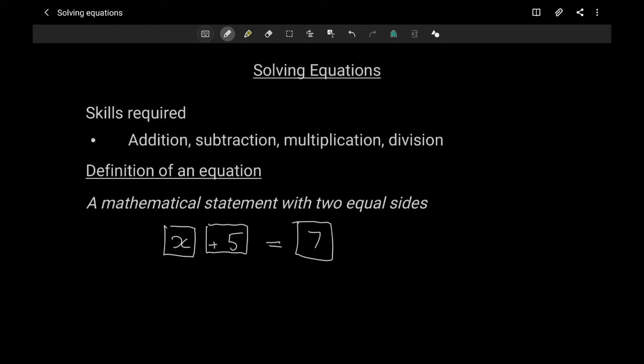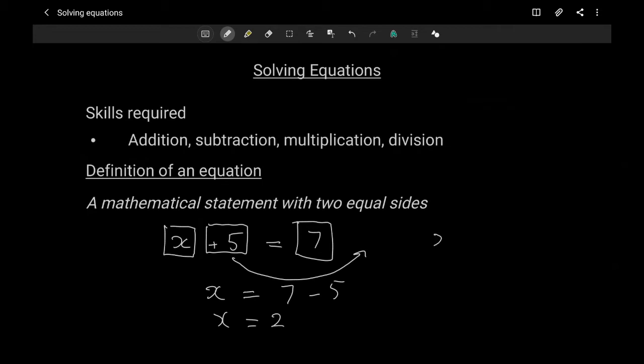So to have x on its own, what we need to do is move the 5 over to the right-hand side. As you know, when you move elements from one side to the other side, you need to do the opposite operation. In this case, the plus 5 will become a minus 5. So the equation would now look like this. x equals 7 minus 5. And we know that 7 minus 5 is 2.